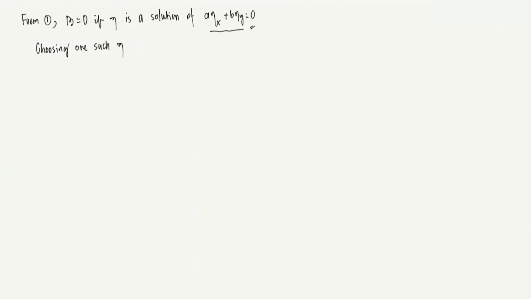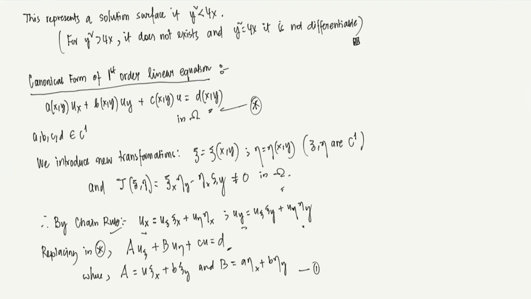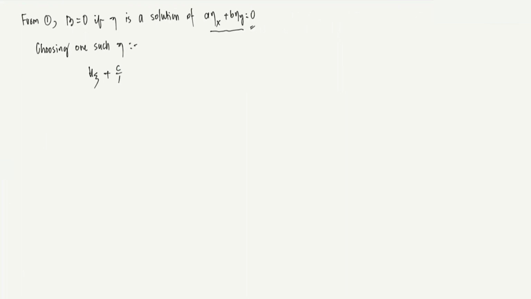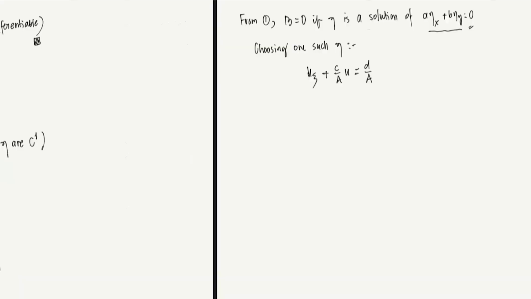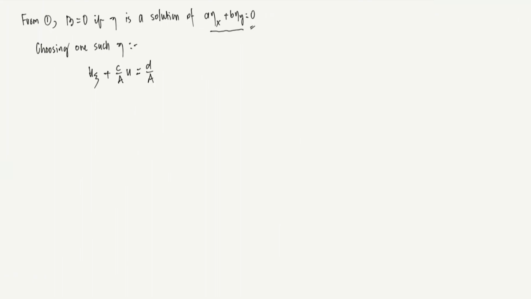So if you do that, then this equation becomes u xi plus c by A times u equals d by A. Since B is 0, we can reduce it like this. Now you see, this equation is much easier to solve. And this is called the canonical form.